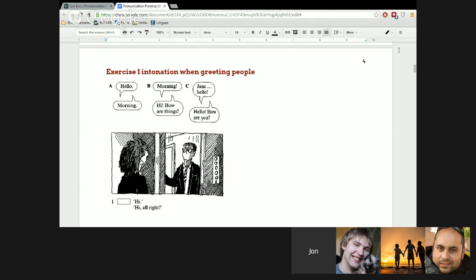Intonation. I'm going to ask you to say those 3 mini dialogues you see, A, B, and C, just a person speaking and a person responding. I'm going to ask you to use a different intonation for each, depending on the level of enthusiasm that you think, or the level of familiarity. Maybe that would be a better way to say it.